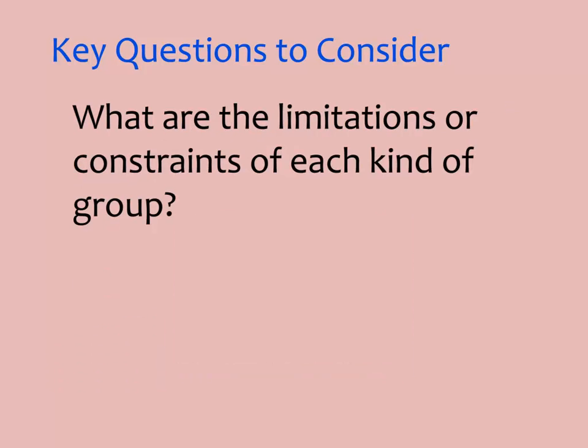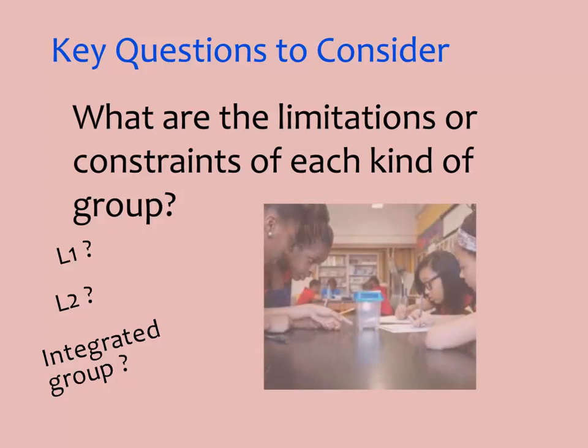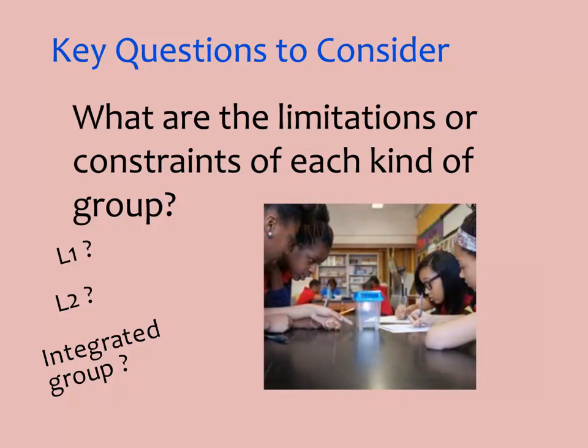The second question is, what are the limitations or constraints of each setting if academic bilingualism is the goal? This pushes us to consider what students might be missing if they were to spend all of their instructional time in a particular setting. For example, second language groups can offer a safe place for students to practice their second language at their own level of proficiency. However, if students are only in second language groups, they won't have native models or opportunities to interact with native-speaking students.